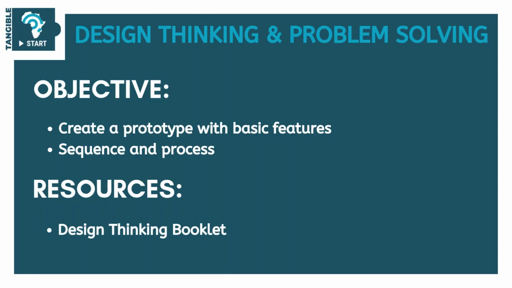So in this part of the lesson, they are going to create a paper prototype showing the basic features their app is going to have. In this process, they need to think very carefully about the sequence that their app follows and how it processes information. For this, again, you will need the design thinking booklet. Although there are lots of ways where you can do this just with paper.